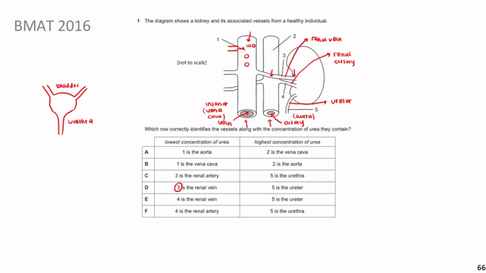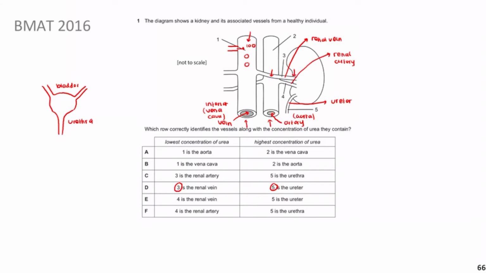And then where you're going to have the highest concentration is essentially your urine, isn't it? That's where you're getting rid of all of it. And the most distal, so the things which are after the kidney, is where you're going to find the highest concentration of urea. In this case, that's going to be number 5, which is the ureter. So that's going to be this one, isn't it? So number 5, and then 3.